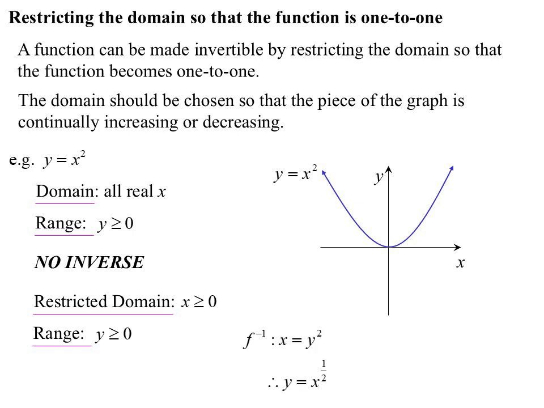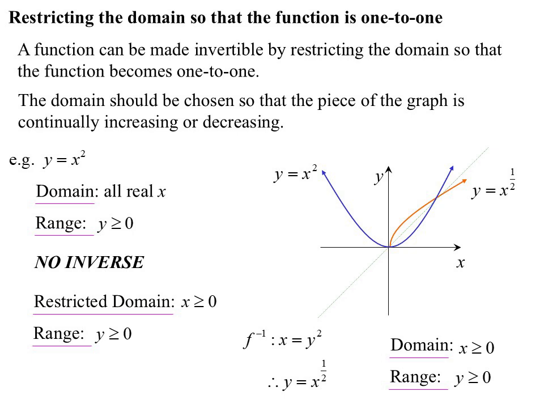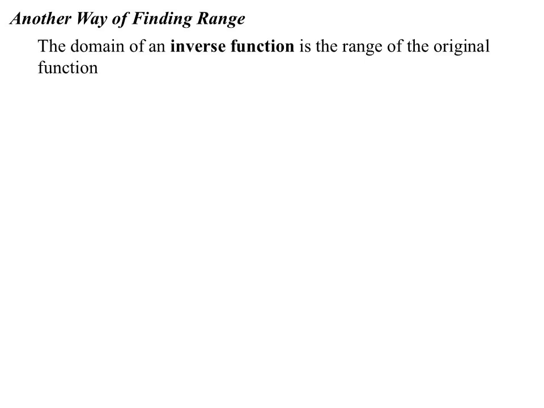It'll be y equals x to the power of a half. The domain and range swap round, although it's not immediately obvious on this one because they were the same anyway. But we get that top half of the parabola, which is a reflection in y equals x. But this now gives us another way of finding the range of a function, because the domain of the inverse function would end up being the range of the original function. So maybe it's easier to look at the inverse function, because sometimes domain's easier to find than range.